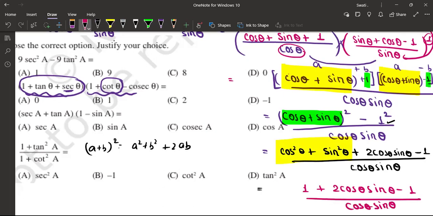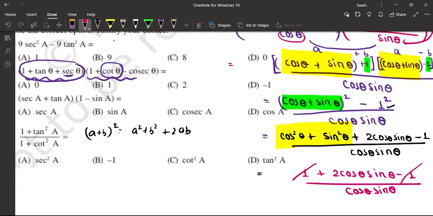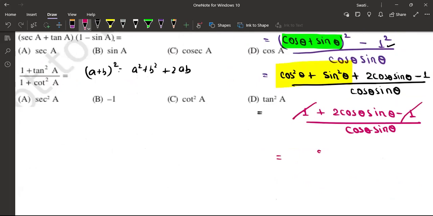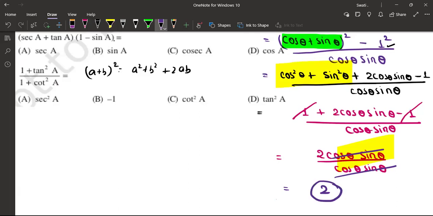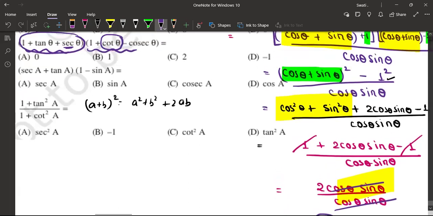Now, don't you think, Manya, that this plus 1 and minus 1 will get cancelled? So what are you left with? You are left with, in the numerator, 2 cos theta sin theta upon cos theta sin theta. Now tell me, don't you think that this cos theta sin theta will get cancelled? Yes or no? Because they're similar terms. So what is the answer? The answer is 2.